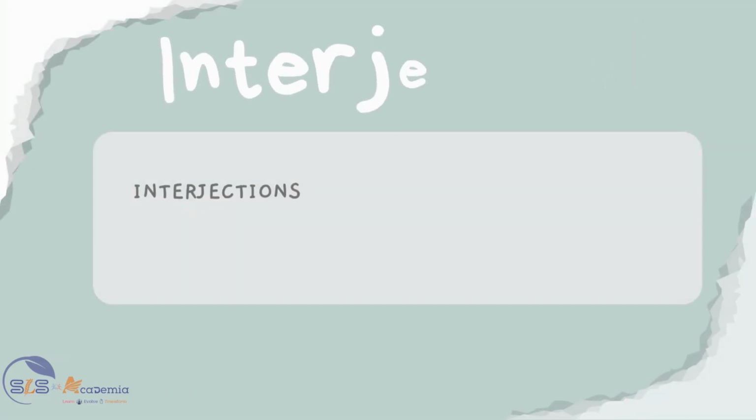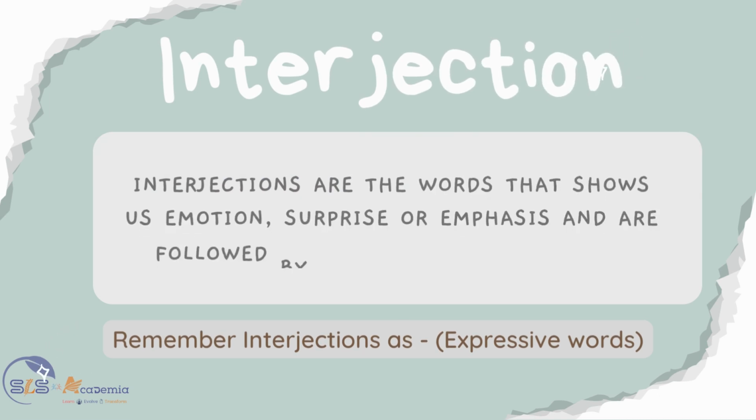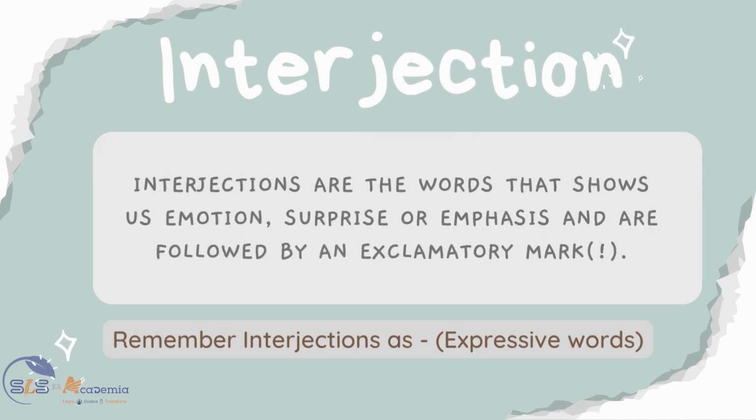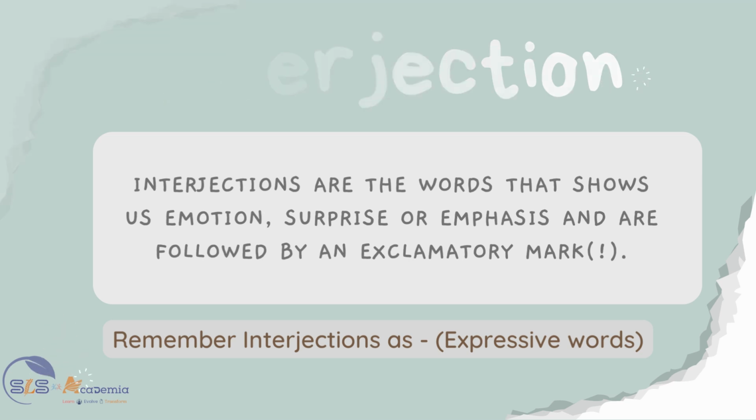Interjections are words that show us emotion, surprise, or emphasis and are followed by an exclamation mark. For interjections, remember the keyword: expressive words. Check out these examples to better understand the role of interjections.